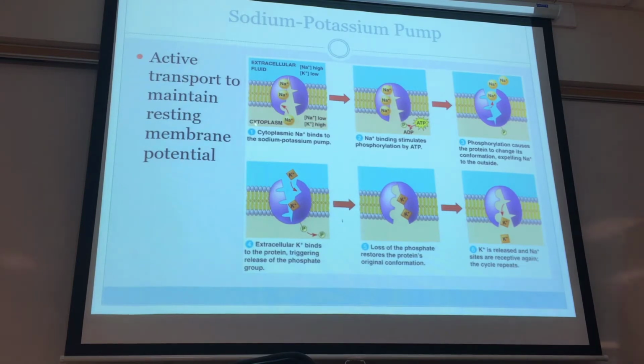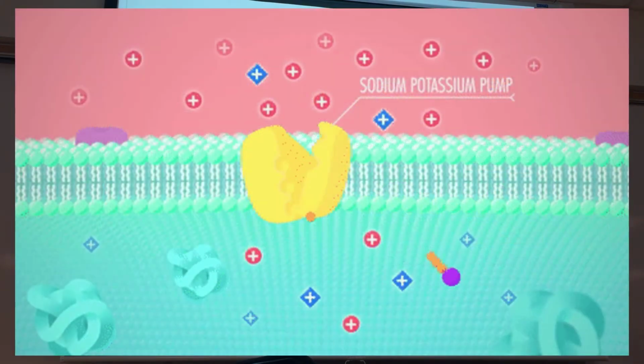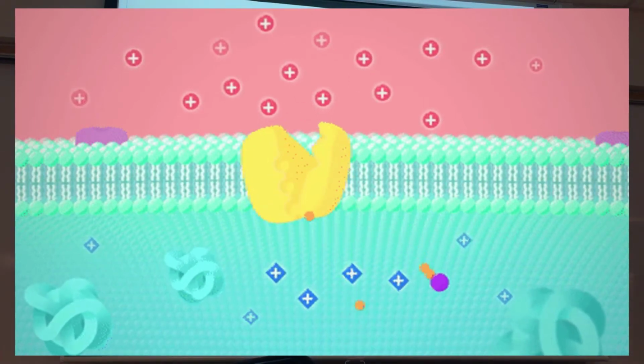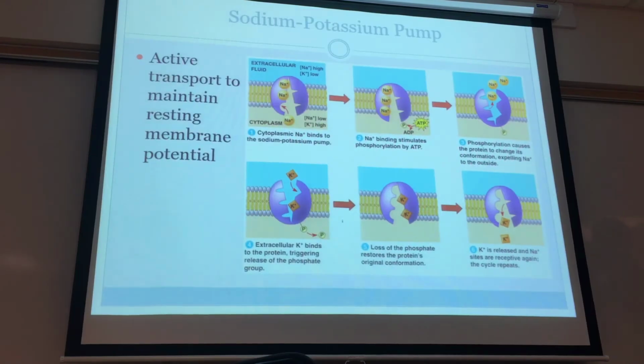So the net effect is we have 3 cation ions out, 2 cation ions in, leading to a more negative charge on the inside. And the entire premise of the sodium-potassium pump is really just to restore those concentrations back. So think about that today as we go through the ion changes that happen in this neuron. These things are always working.